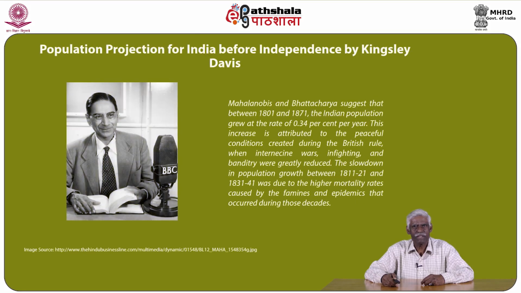Mahalanobis and Bhattacharya suggest that between 1801 and 1871, the Indian population grew at the rate of 0.34% per year. This increase is attributed to the peaceful conditions created during the British rule, when internecine wars, infighting and banditry were greatly reduced. The slowdown in population growth between 1811 to 21 and 1831 to 41 was due to the higher mortality rates caused by the famines and epidemics that occurred during those decades.